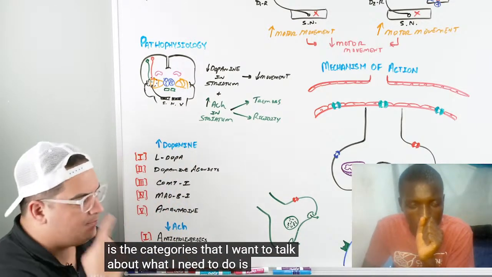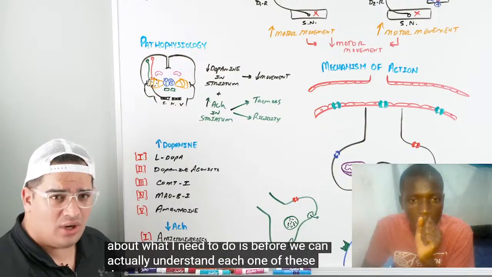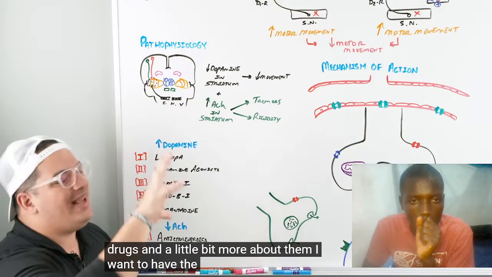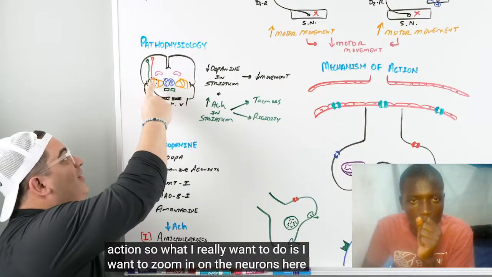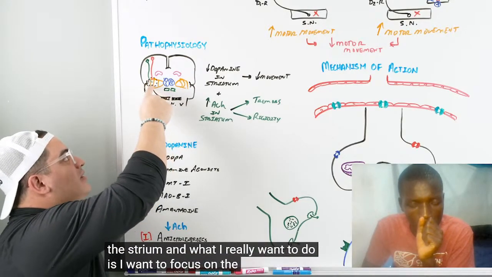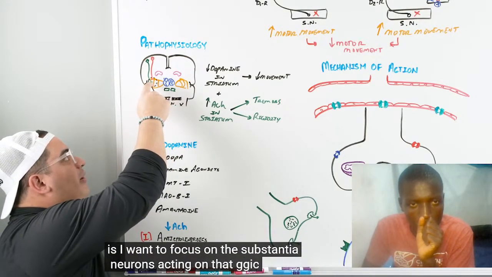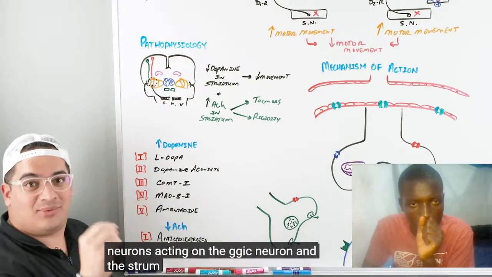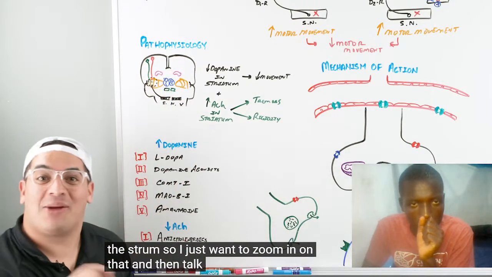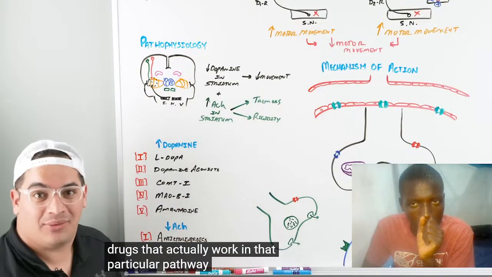Before we can actually understand each one of these drugs and a little bit more about them, I want to have the basic mechanism of action. So what I really want to do is zoom in on the neurons here in the striatum. I want to focus on the substantia nigra neurons acting on that GABAergic neuron here in the putamen, and then the cholinergic neurons acting on that GABAergic neuron in the striatum. So I just want to zoom in on that and then talk about some of the drugs that actually work in that particular pathway. So let's do that.